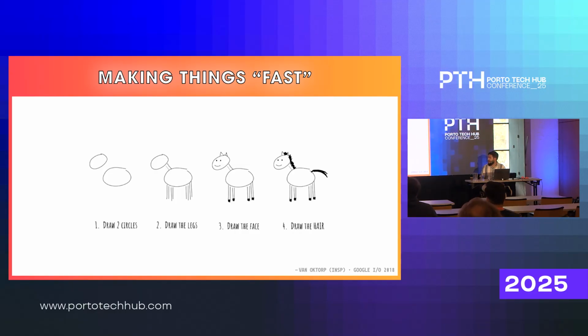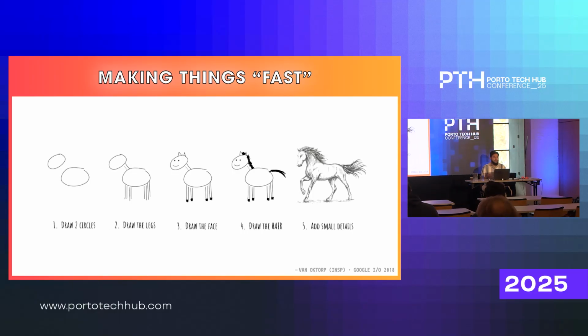And so this is a really good analogy, and it's famous. Some of you are already laughing because you've probably seen this before. It is about the fact that sometimes making things fast on the web is like drawing a horse. You just start with those four very simple steps, and then you add some tiny details, and you're good with it. So I'm here to talk about some of these tiny details.